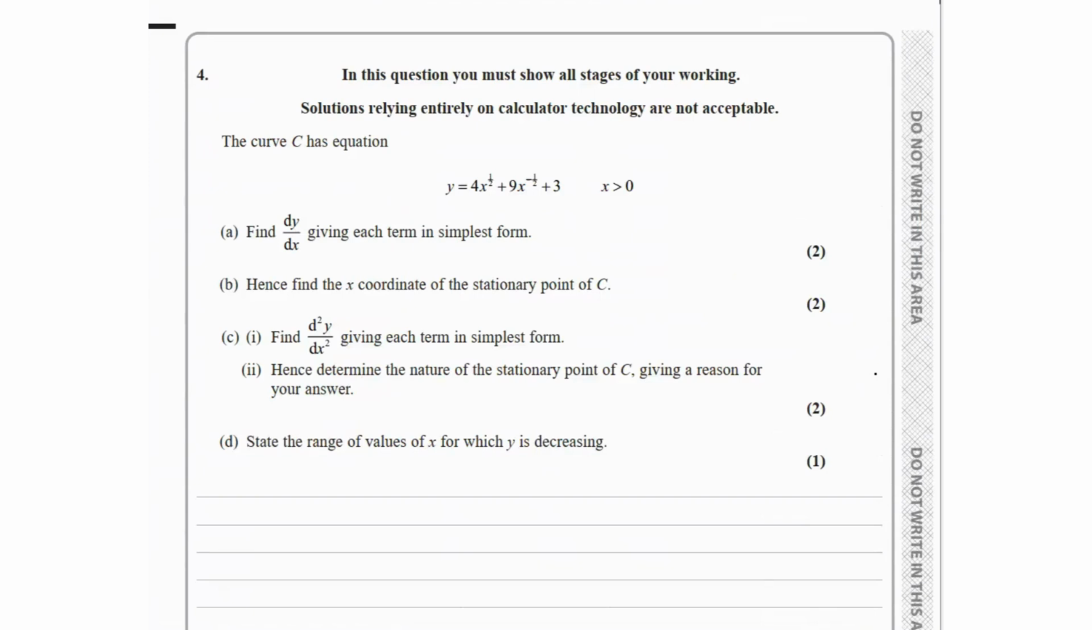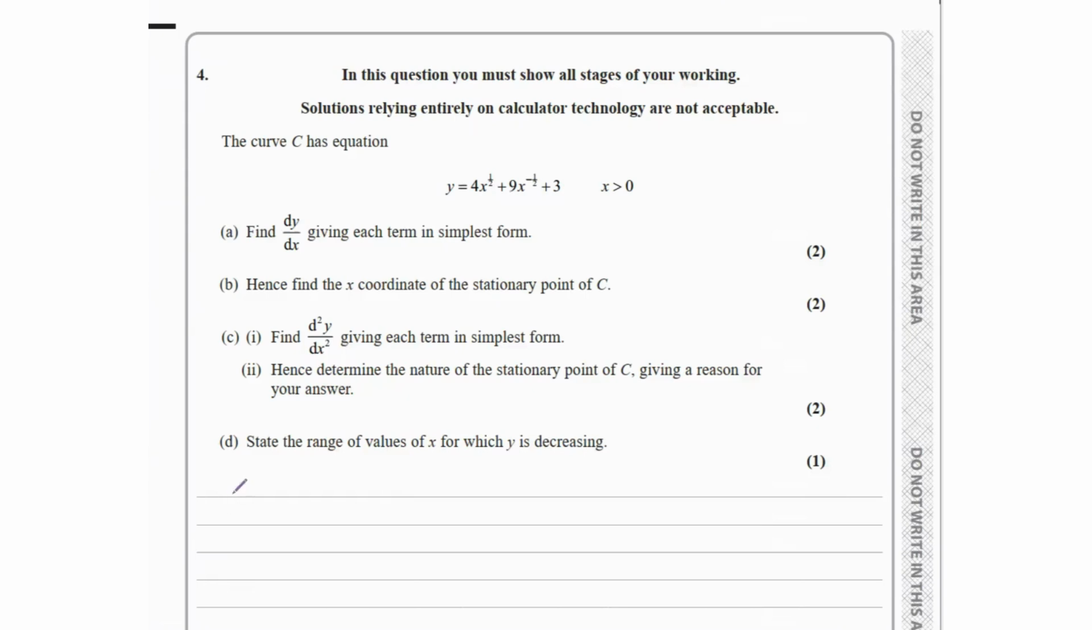Then it says, in this question, you must show all stages of your working. Solutions relying entirely on calculator technology are not acceptable. The curve C has equation y equals 4x to the power of 1 over 2 plus 9x to the power of negative 1 over 2 plus 3, where x is greater than 0. We have to find dy by dx, giving each term in simplest form.